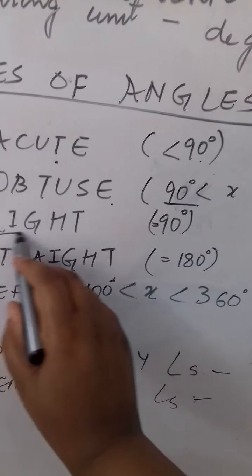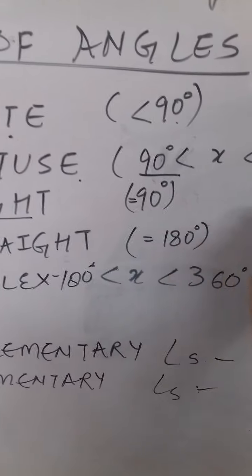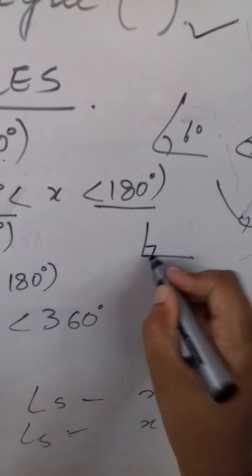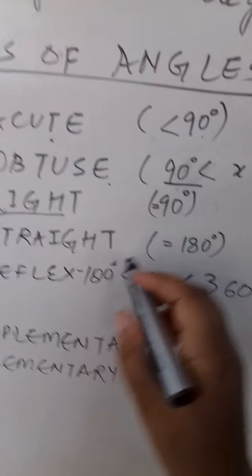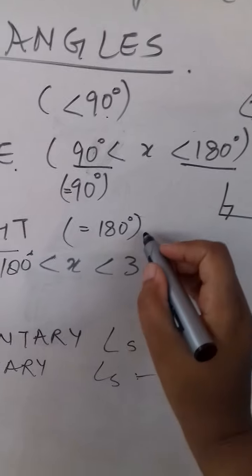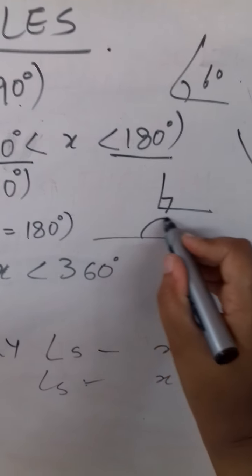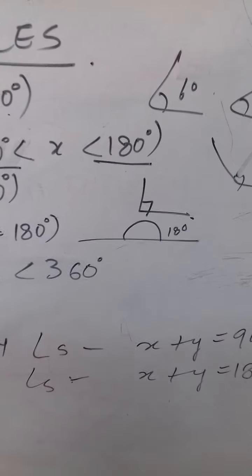Then comes your right angle. A right angle is exactly equal to 90 degrees. Okay. Then comes the straight angle. A straight angle is exactly equal to 180 degrees.